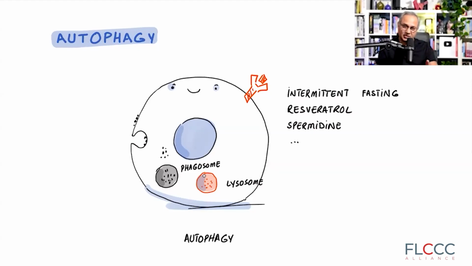A cell gets infected, gets a spike protein in it. It has captured the spike protein in a vesicle. It is now trying to connect that spike protein vesicle with a lysosome to kill it.